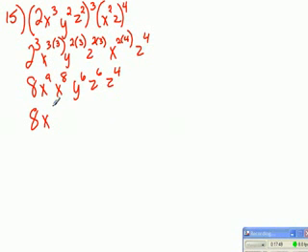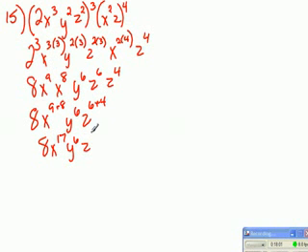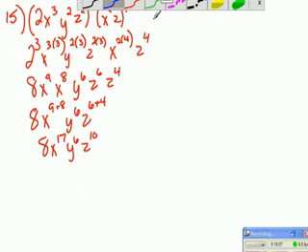Okay, then I can say that's 8, x to the 9 plus 8, y to the 6th, z to the 6 plus 4. 8x to the 17th, y to the 6th, z to the 10th. And that's it. And our last problem in this section is number 17.